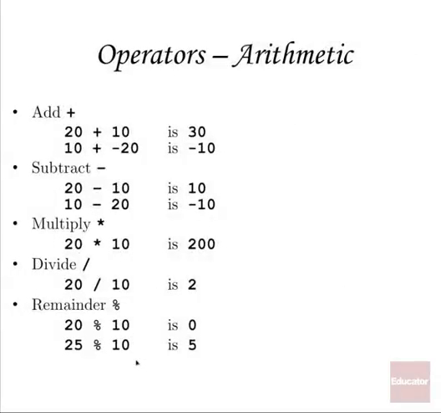So we've got some arithmetic operators. Add, which everybody knows about. You add 2 plus 2. 20 plus 10 is 30. 10 plus minus 20. This is a unary operator. We're taking the 20, making it minus 20. 10 plus minus 20 is minus 10. Subtract. 20 minus 10 is 10. 10 minus 20, of course, is minus 10. Multiply. 20 times 10 is 200.